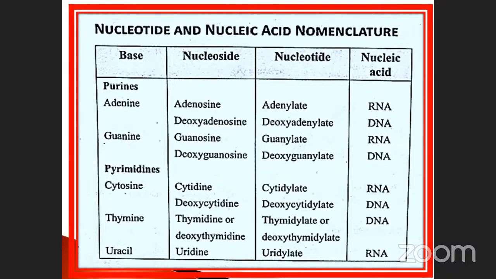Pyrimidine means similar to that one. Cytosine, cytidine, cytidylate, RNA. Deoxycytidine, deoxycytidylate, DNA. Thymidine, thymidylate, DNA. RNA is not here because thymine is absent in the RNA, so RNA will not produce it, isn't it? Uracil, uridine, uridylate, RNA. This is very, very important. So many times they have asked questions on the uracil conversion of nucleoside and nucleotide. Are you clear in this part, my dear?